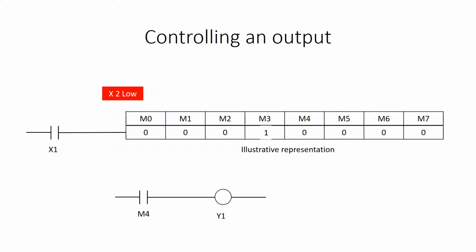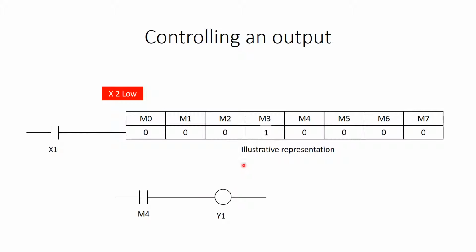Okay, so for this illustration, we can see that we've got a 1 already placed in the register, at M3 within the register. Somewhere in our ladder program, we can see the auxiliary coil M4, and we are using a normally open contact from that. Whenever that goes high, we are going to activate output Y1.